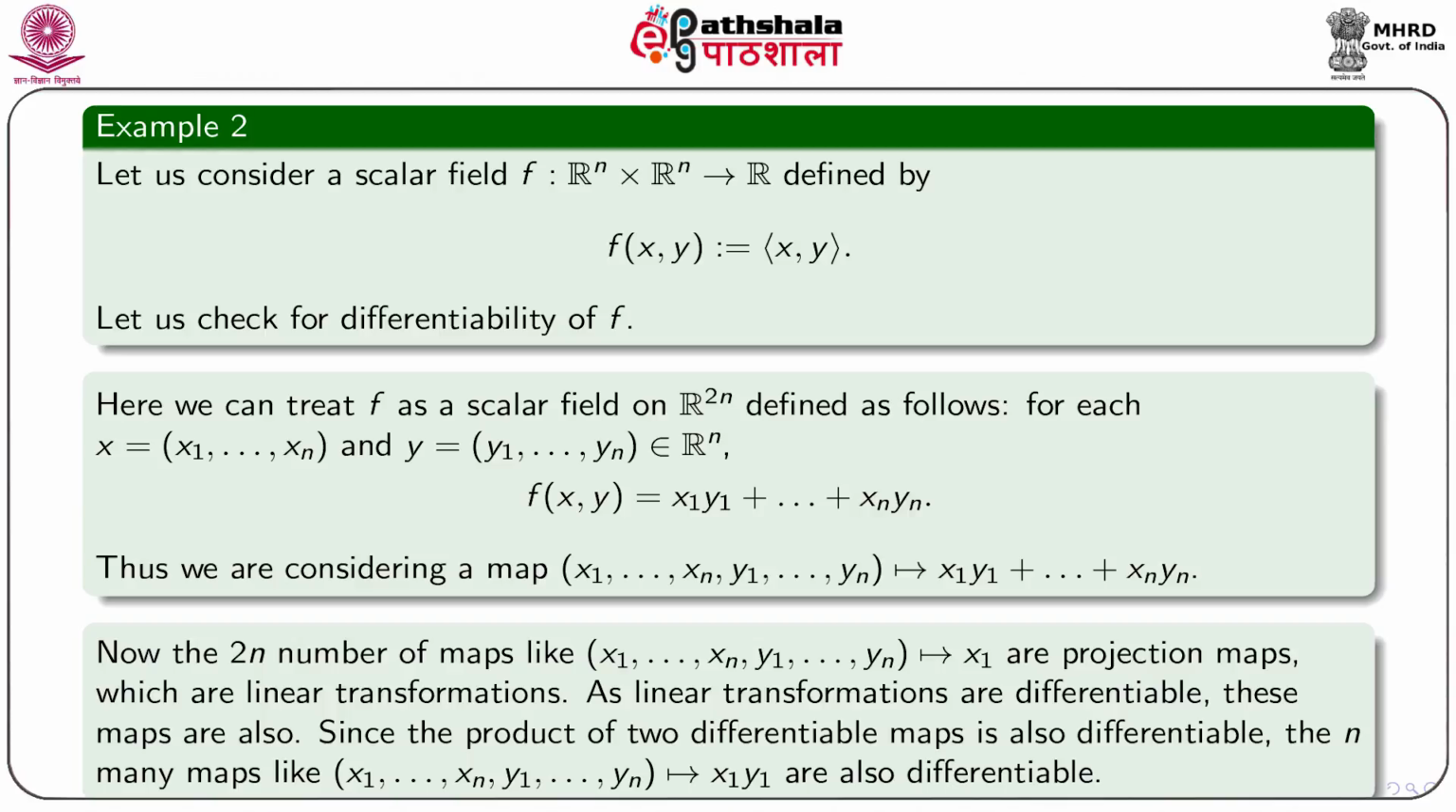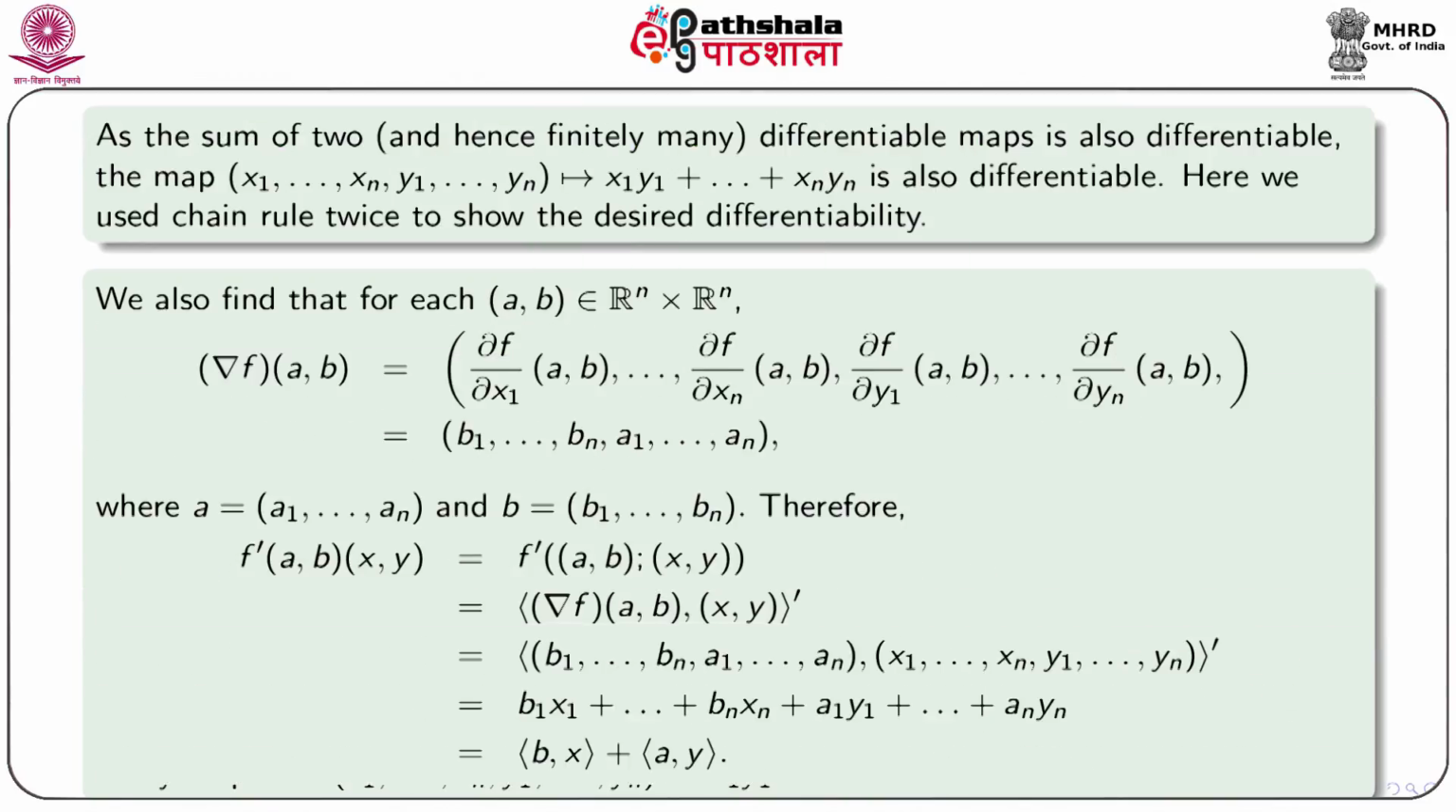Since the product of two differentiable maps is differentiable, this map is also. And we know we can find n many similar maps like this, all of which are differentiable. We know that the sum of two differentiable maps is differentiable. We can extend this result to finitely many cases. So, the sum of finitely many differentiable maps is also differentiable. So, the map (x1 to xn, y1 to yn) goes to x1 y1 plus up to xn yn is also differentiable.